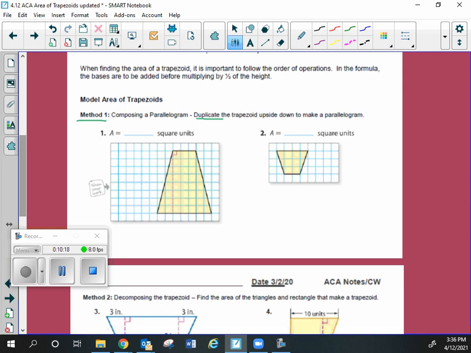Okay, so I have a trapezoid right here. I'm going to duplicate it and rotate it somehow. I'm going to show you how I'm going to do it. I'm going to make this base length and put it up top here. How long is this base length? Let's count. It's 7. So I'm going to extend this 1, 2, 3, 4, 5, 6, 7.